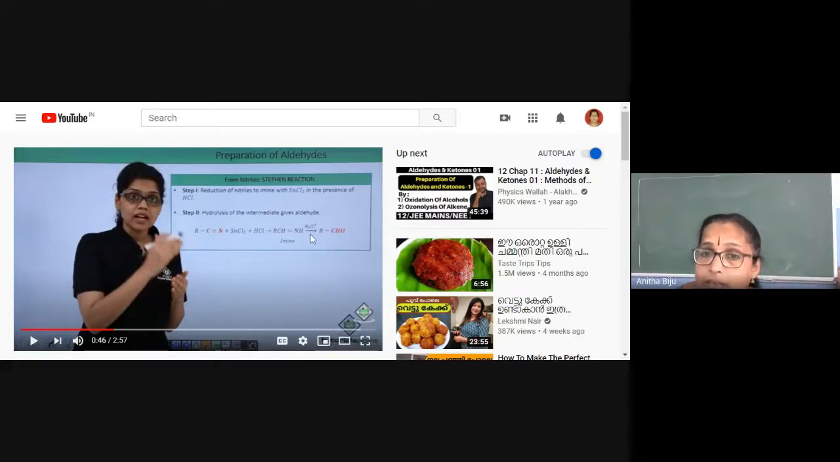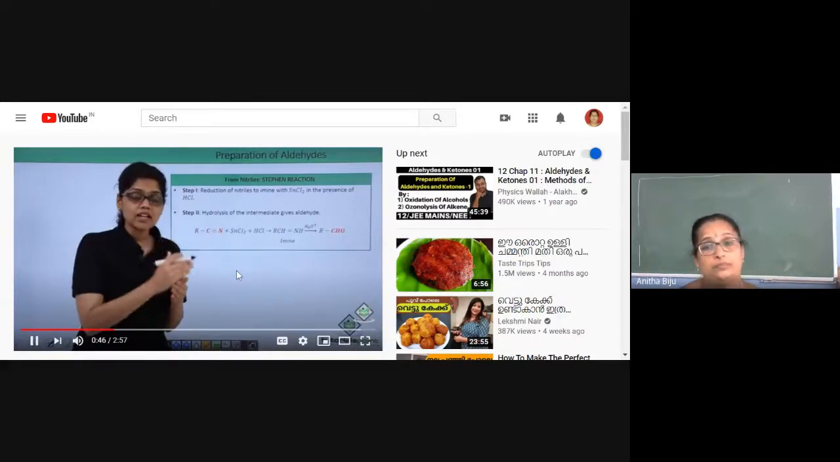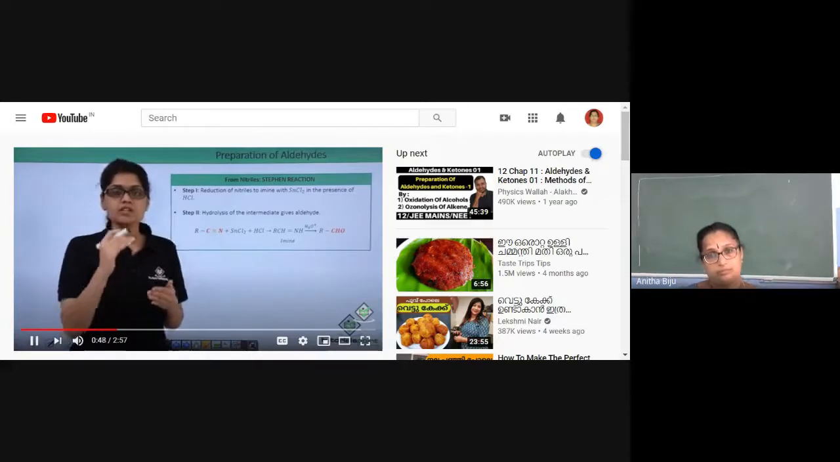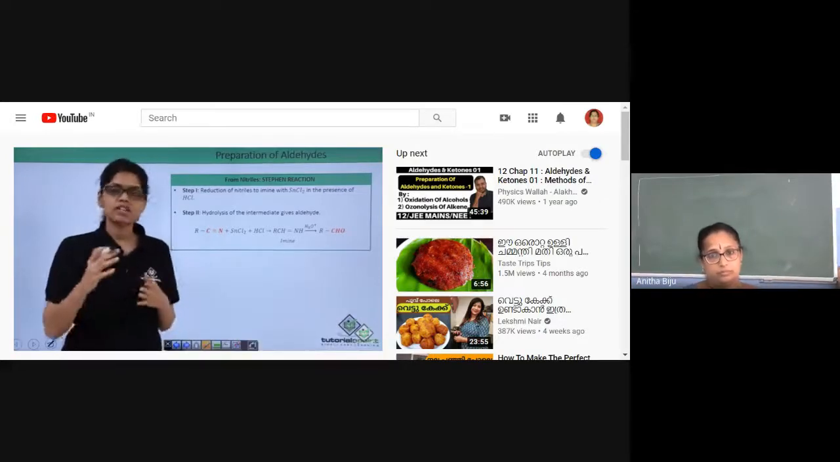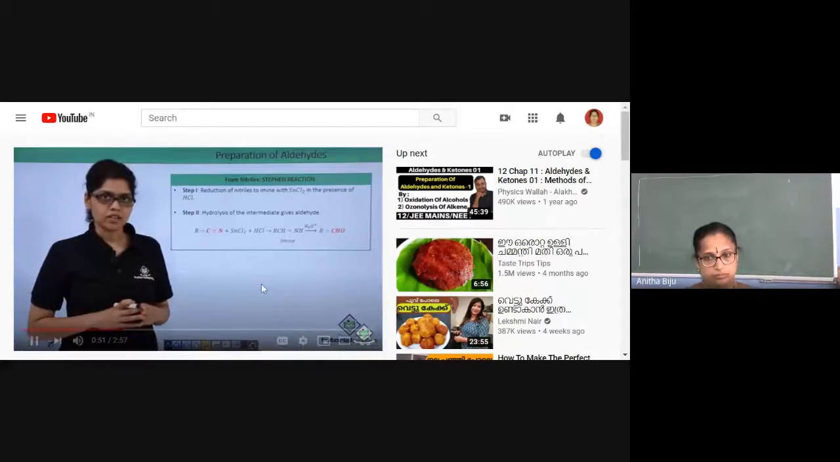So nitriles on treatment with SnCl2 and HCl, we get imine, and imine on further acid hydrolysis, we get the corresponding aldehyde. This reaction is called the Stephen reaction. I think it is clear to you. Nitriles to imine, followed by hydrolysis, to get the corresponding aldehyde.